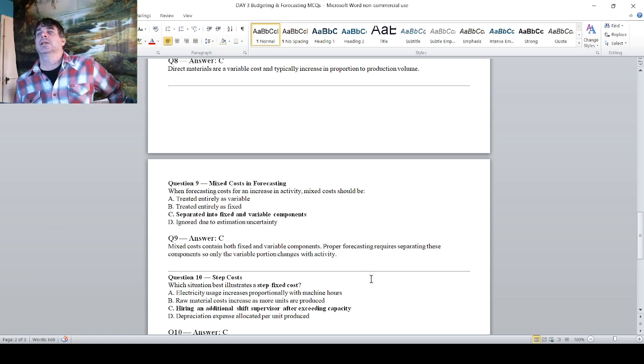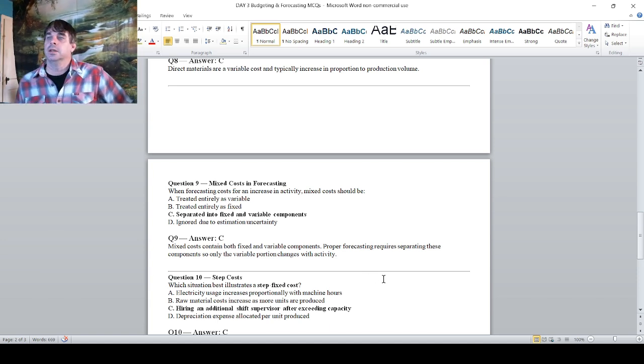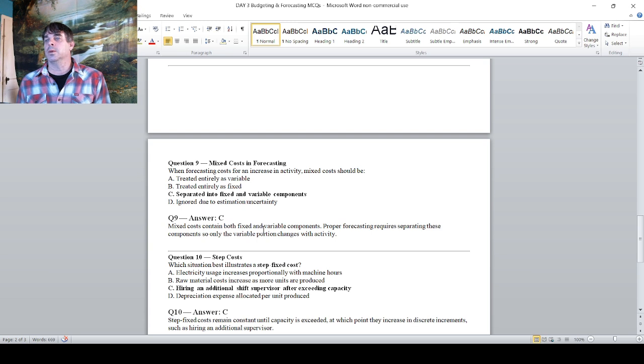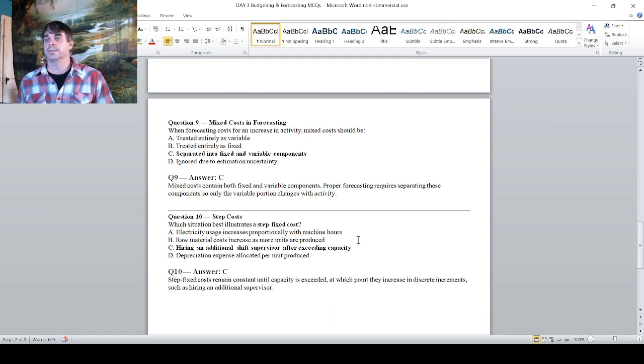Question 9, mixed costs in forecasting. When forecasting costs for an increase in activity, mixed costs should be C, separated into fixed and variable components. Mixed costs contain both fixed and variable components. Proper forecasting requires separating these components, so only the variable portion changes with activity.